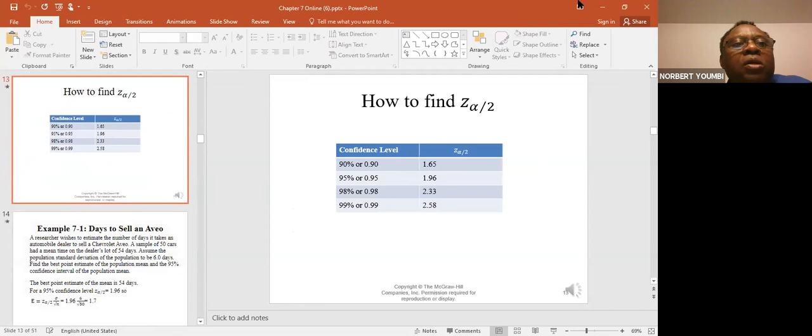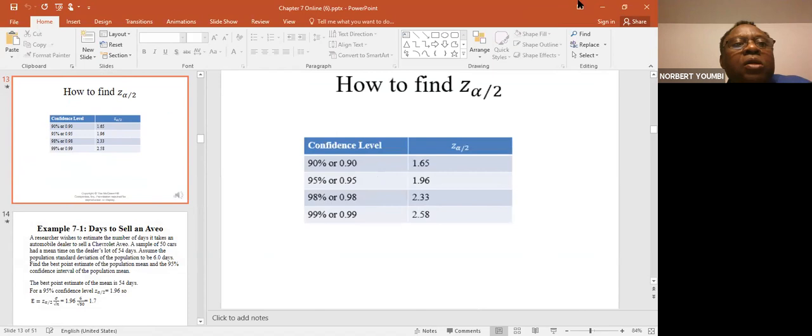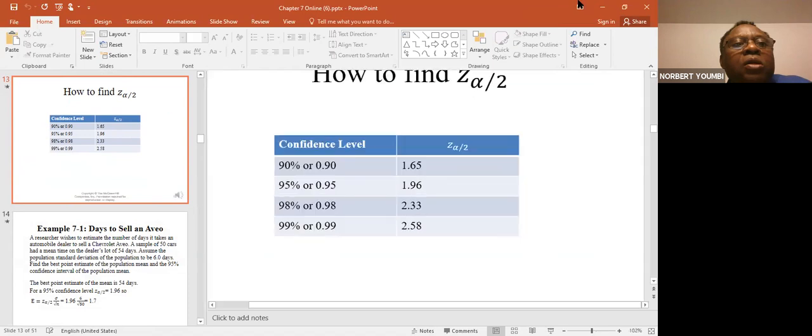where Z alpha over 2 is generally 1.65 for a 90% confidence level, 1.96 for a 95% confidence level, 2.33 for a 98% confidence level, and 2.58 for a 99% confidence level.